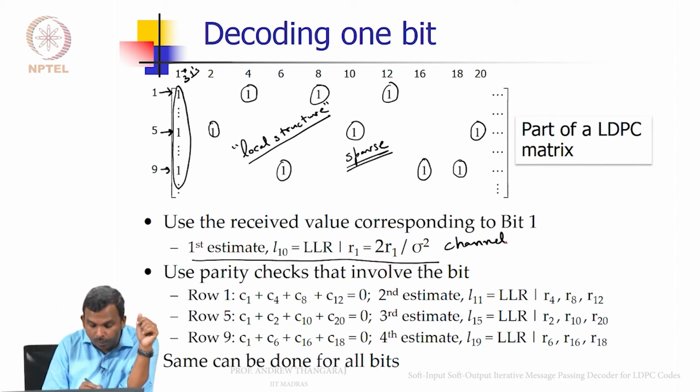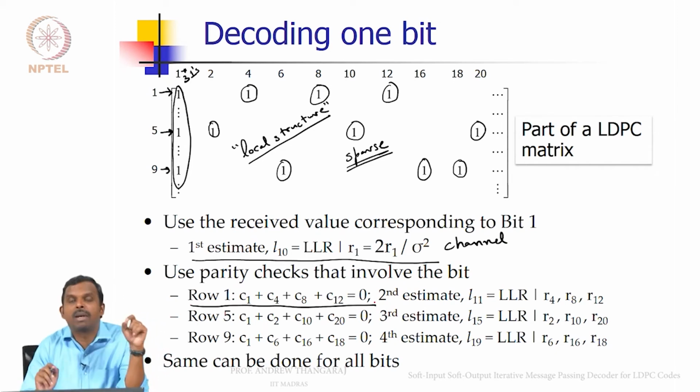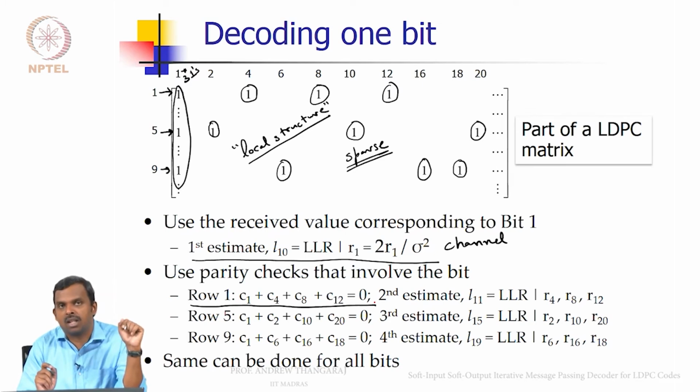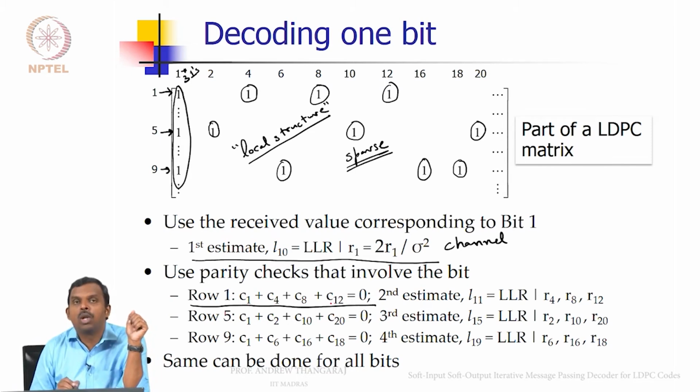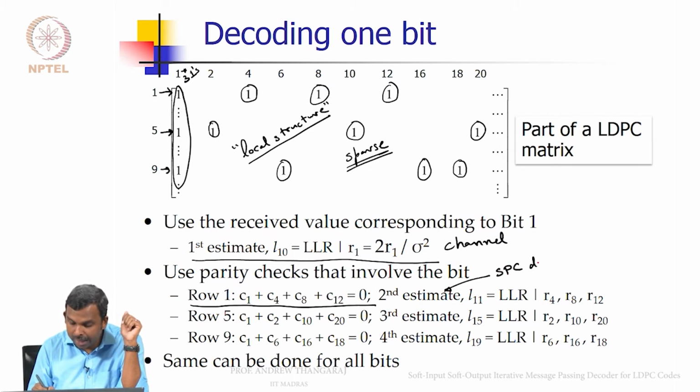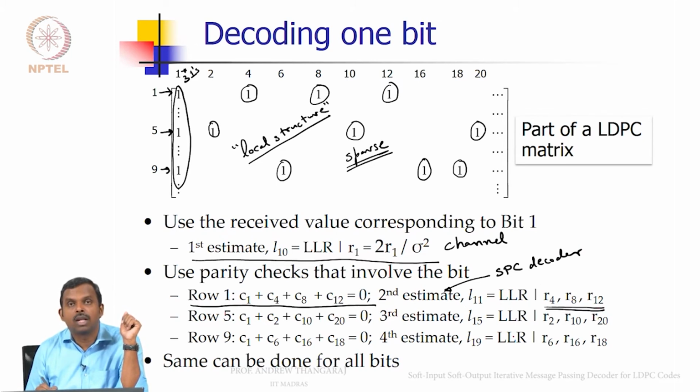Now, what does row 1 tell you? We saw this before. Every row of the parity check matrix actually defines a single parity check code. It gives you a parity check constraint that is satisfied by one subset of the bits of the code word. So, row 1 is telling you that C1, C4, C8 and C12 belong to the single parity check code. So, the second estimate is formed by the single parity check decoder. You can compute another estimate for the first bit, the log likelihood ratio of that bit given R4, R8 and R12. How will I do this? I can do the min sum approximation or even the exact computation with the log tan hyperbolic function, etc. You can compute the extrinsic estimate from this. This should again be extrinsic.